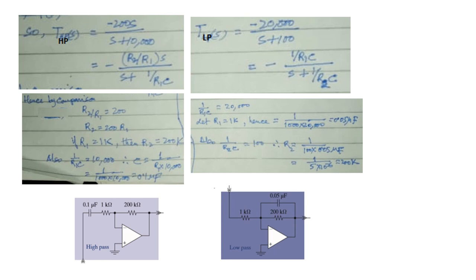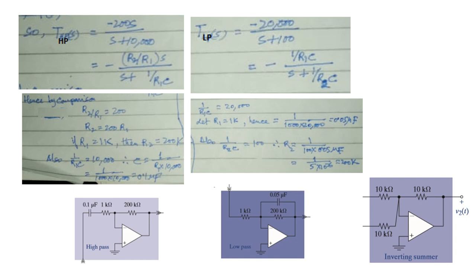And similarly, from these two, comparing R2C equal to 100, from here we can find R2 to be 200 kilo. Okay, so these are the values now for the low pass filter. And the summer circuit is not doing any amplification, it is just doing a one-to-one transformation and adding the two. Therefore, it is safe to assume all the resistances to be the same, and we have assumed it to be 10 kilo each.